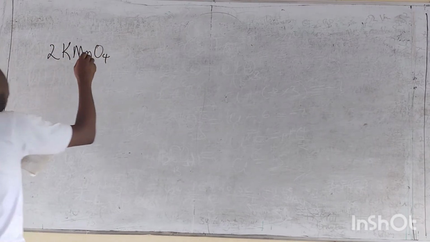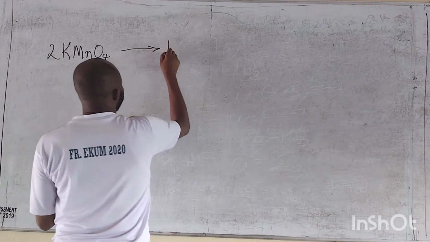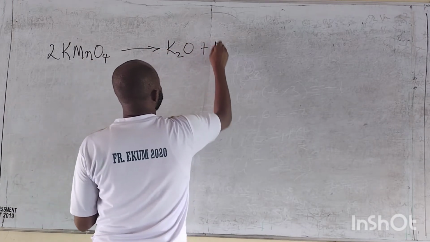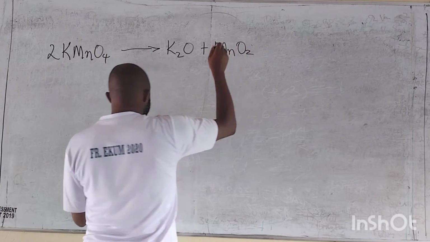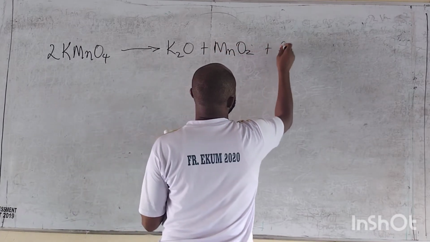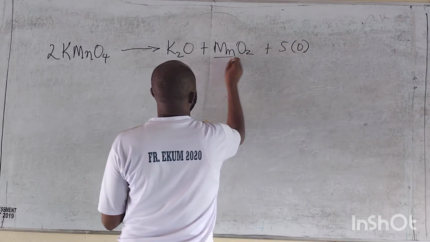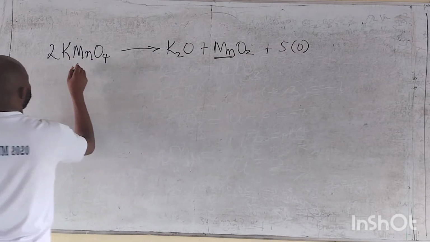Okay, we have 2KMnO4 gone to K2O plus MnO2 plus 5O. The Mn is bold, and the Mn there is also bold.